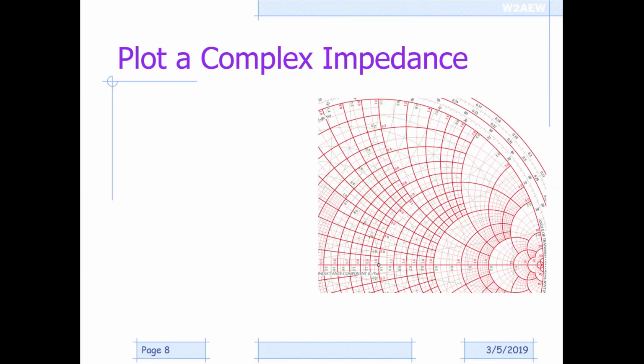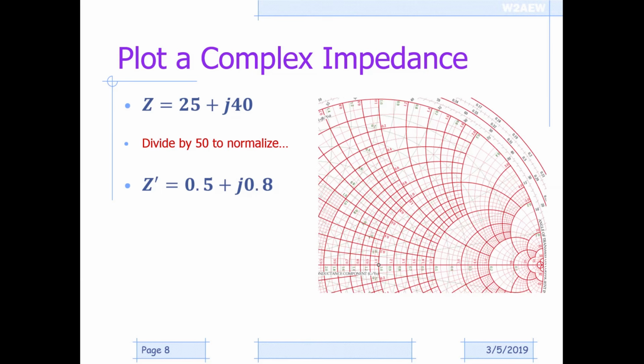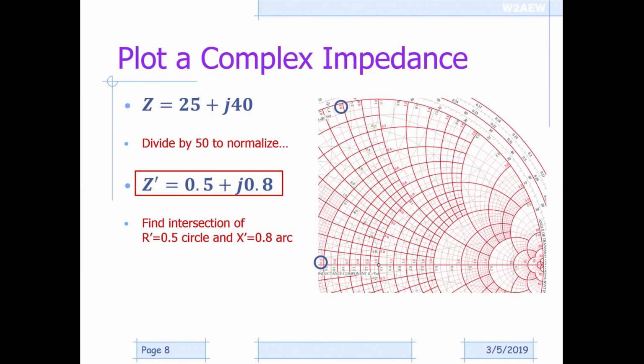So let's plot a complex impedance. Let's start off with a complex impedance of, say, 25 plus j40. So we know it's inductive; we're going to be above the center axis. The first thing we need to do is normalize that by dividing by 50. And that gives us a normalized complex impedance of 0.5 plus j0.8. So what we do is simply look for the intersection of the resistance circle of 0.5 and the reactance circle of 0.8. And if we follow those along and find the point where those intersect, that plots that complex impedance on the Smith chart.